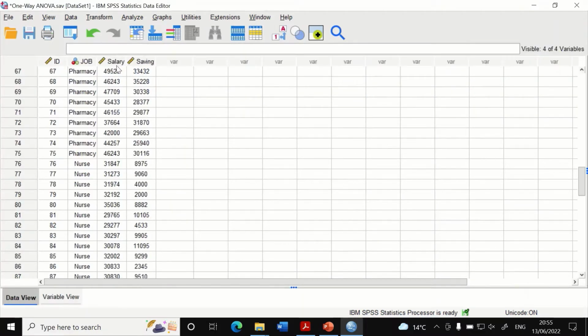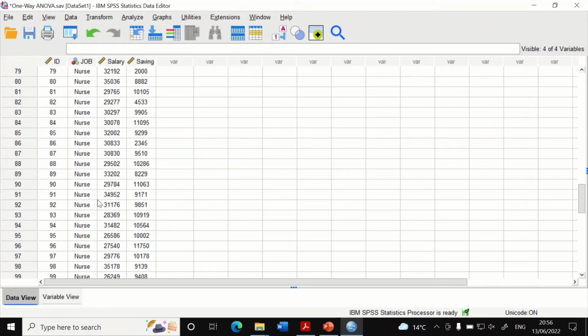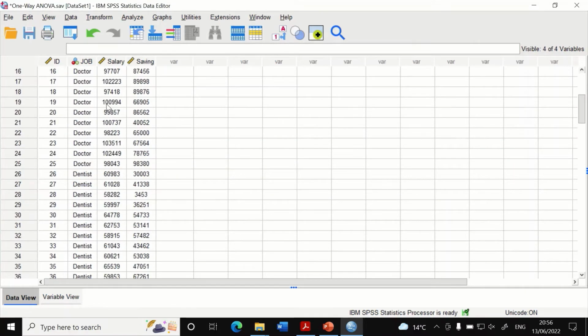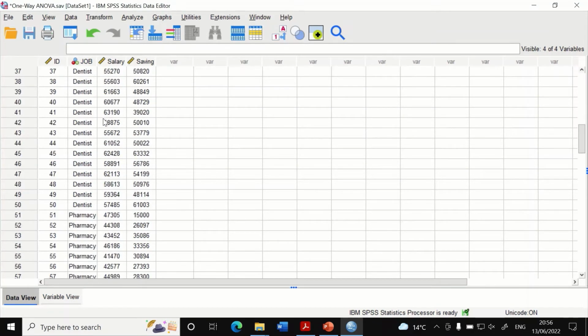The second variable is the salary, which shows how much those individuals earn annually, for doctors, for pharmacist and dentist and nurse. Again, there is variation in the salary range between doctors, dentists, pharmacists and nurses. And here I have 25 participants or 25 cases of doctors and similarly dentists, pharmacists and nurses.